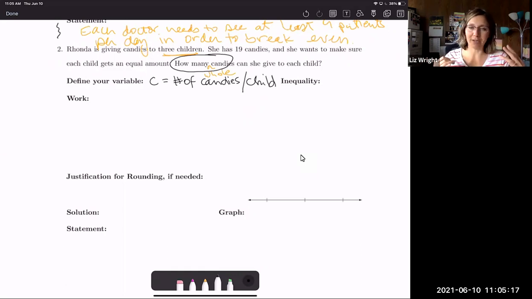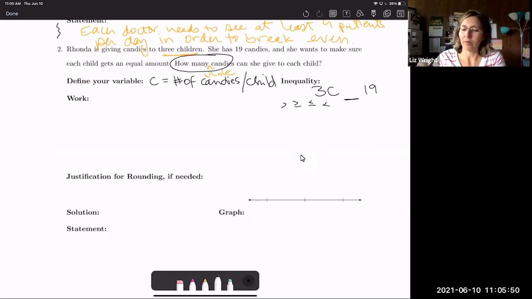Well, what's our constraint? What's the goal? How many candies do we have total? We've got 19 of them. How many kids do we have? We've got 3. And then we are multiplying that by the number of candies that we're trying to figure out. How many candies can I give to each child? So then you've got to figure out what's going to go here. Are we going to give less than? So here's our choices again. We've got greater than or equal to, less than or equal to, less than.